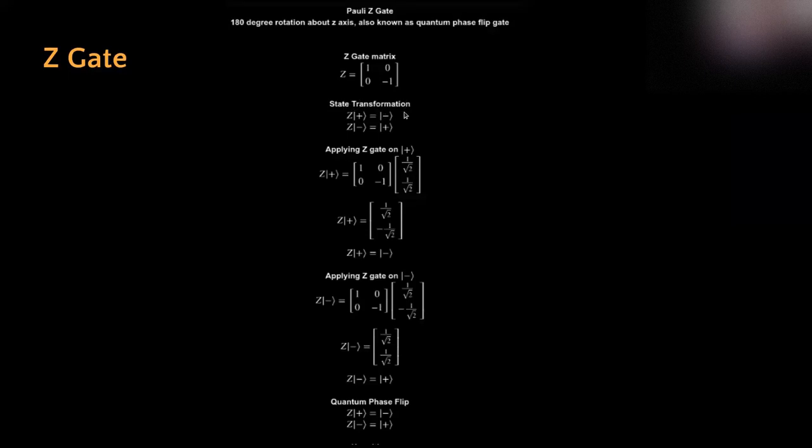So the transformation it does is basically transforming ket plus to ket minus and ket minus to ket plus, which we can see by multiplying those values, and the result is consistent with what is mentioned over here. And because this is changing the angle phi of the qubit with respect to the x-axis, the application of Z gate is also known as quantum phase flip. X gate was quantum bit flip and Z gate is quantum phase flip.